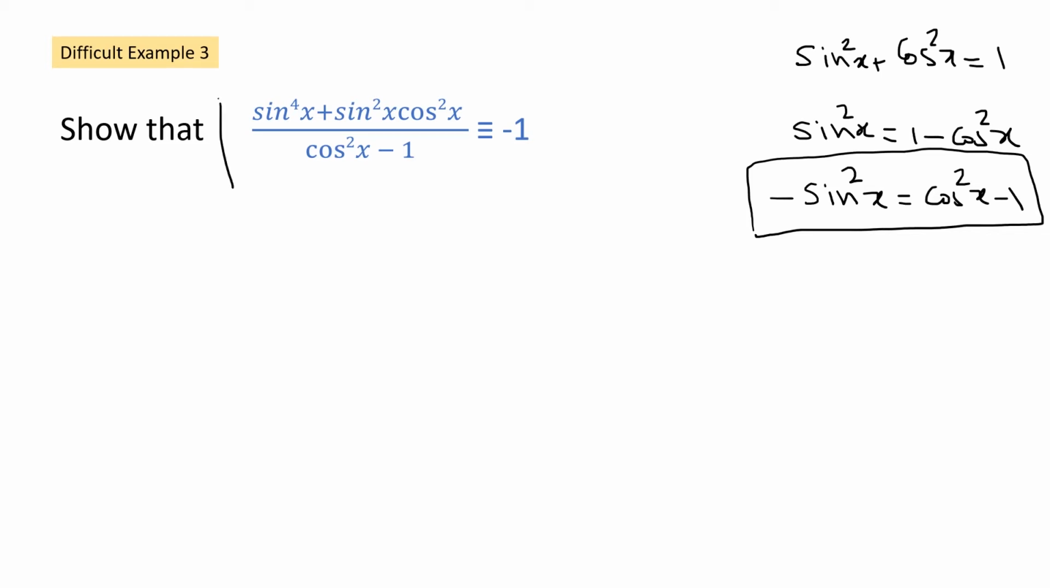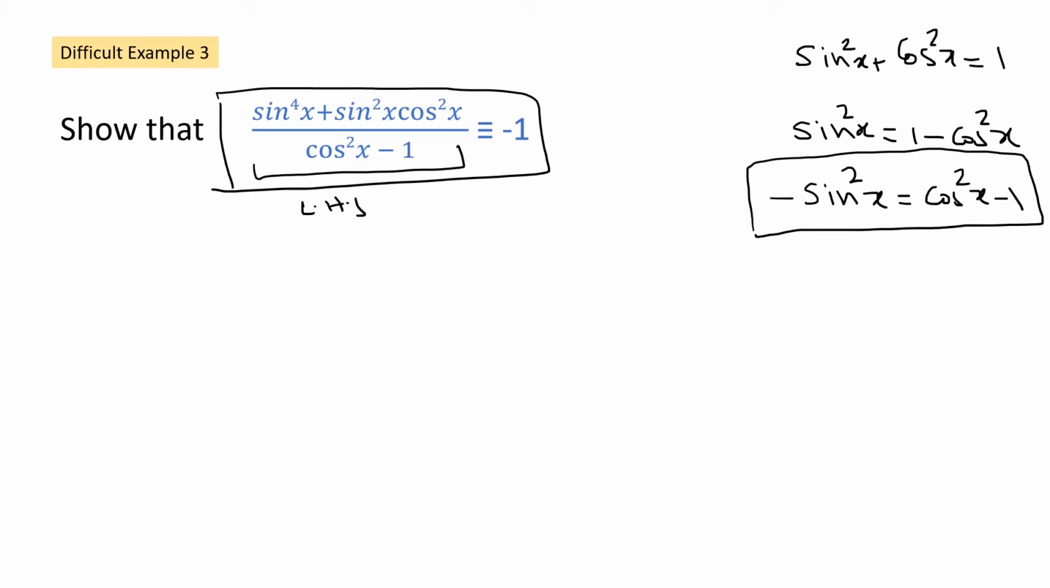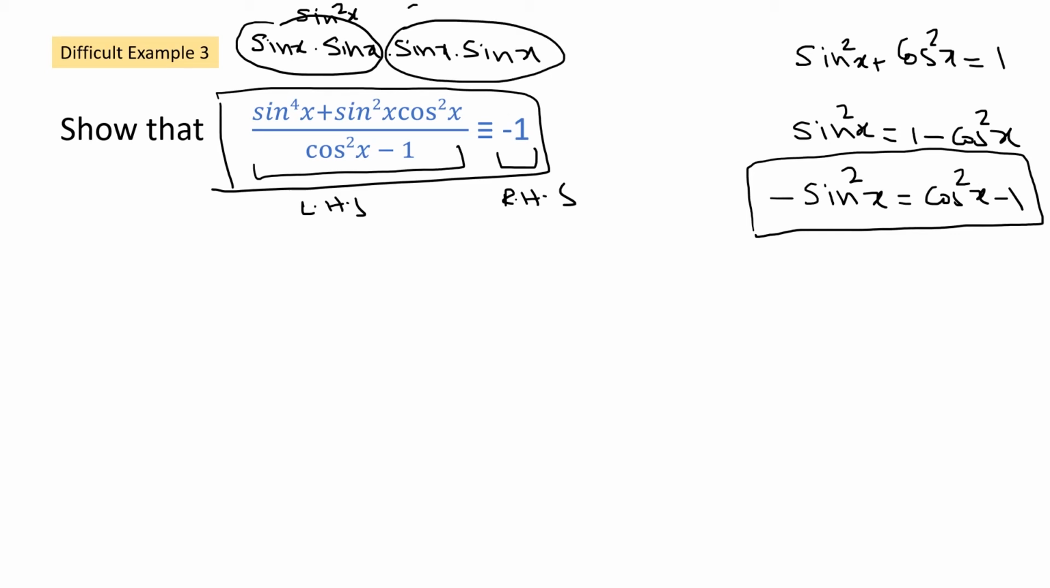Now, if we come back to our original question, we are going to start with the left hand side, and we are going to prove that the left hand side equals the right hand side. The numerator, sin^4 x, is nothing but sin x times sin x times sin x times sin x. So if you multiply sin x 4 times, then it will be sin^4 x, right? But we can split the sin^4 x into sin^2 x times sin^2 x. So let me rewrite the left hand side.